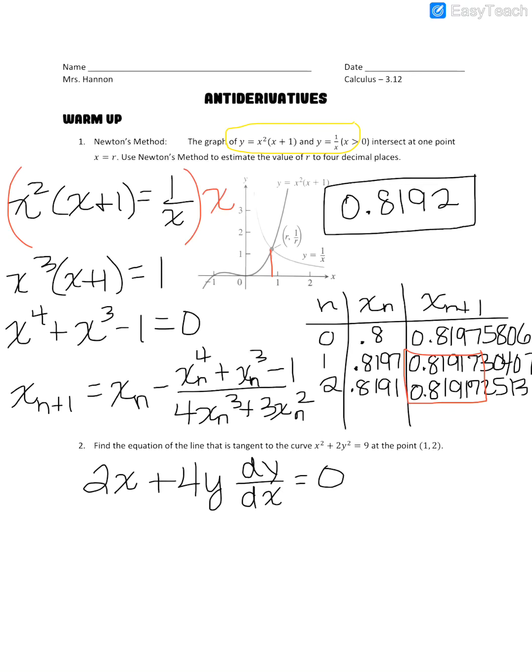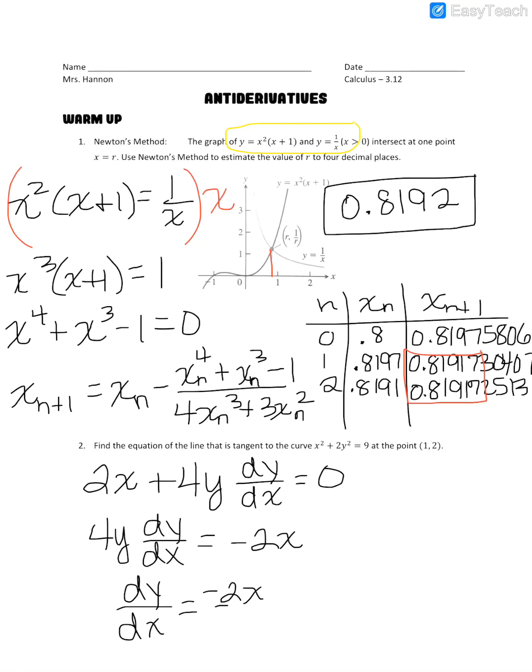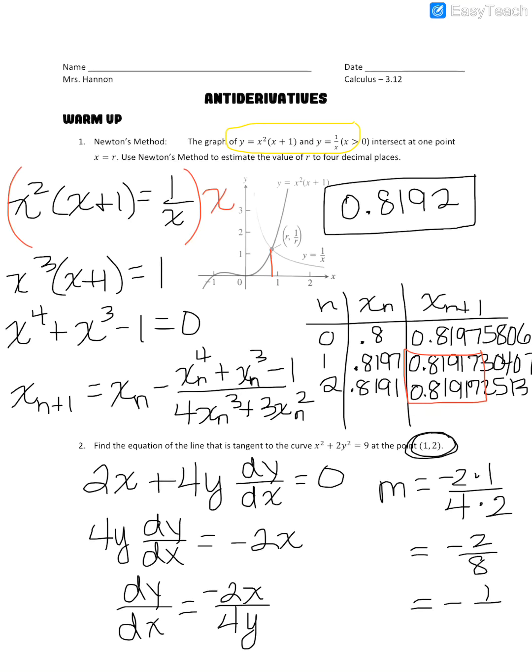All right, so now I'm just going to isolate my dy/dx, so I'm going to subtract the 2x, and then I'm going to divide by the 4y. Okay, so that is my slope. So my slope of my tangent is negative 2x over 4y. I now want to plug in my point, my x and my y. So my slope at that point is going to be negative 2 times 1 over 4 times 2, which is negative 2 over 8, or negative 1/4.